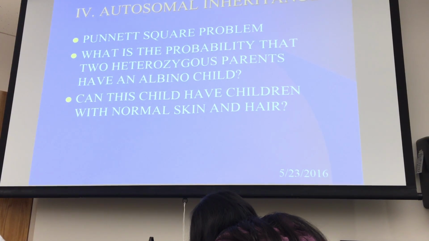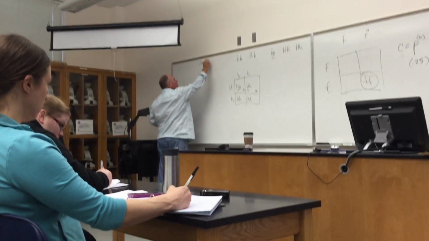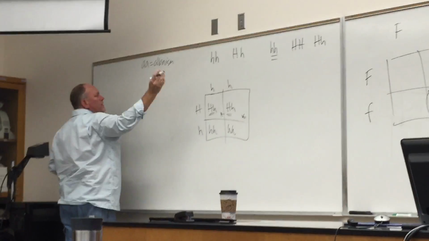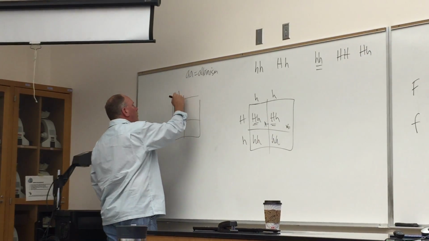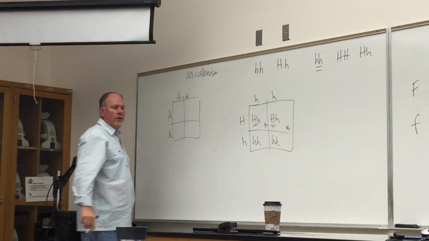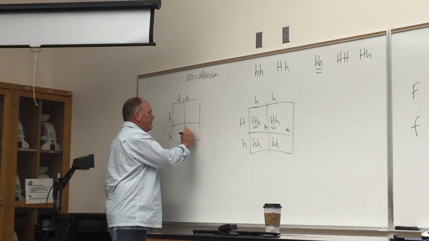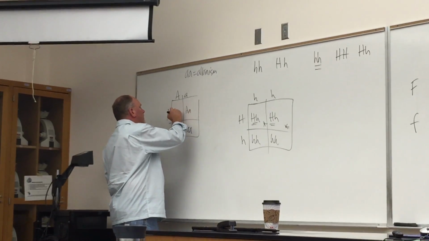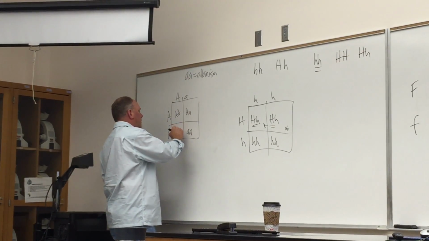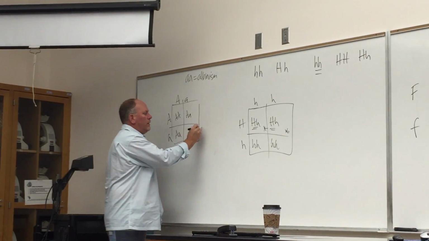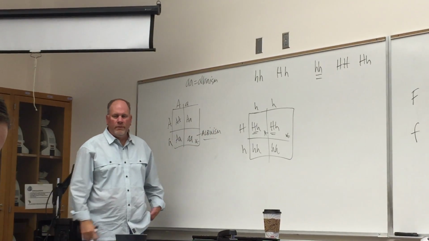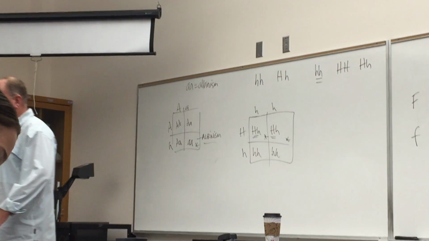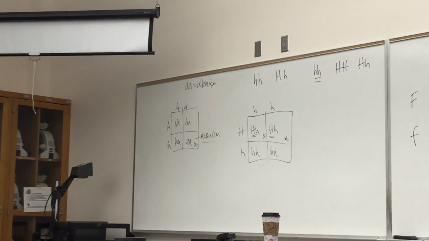Sure. Let's do it. Albinism. This means lack of pigmentation, that's all it is. Two heterozygous parents. Go with me on that? There's the child with albinism. 25% probability they have a child with albinism, 75% probability they have a child without exhibiting albinism symptoms.